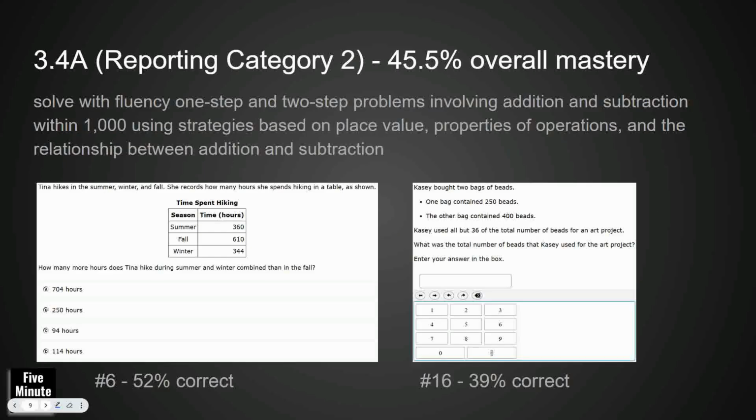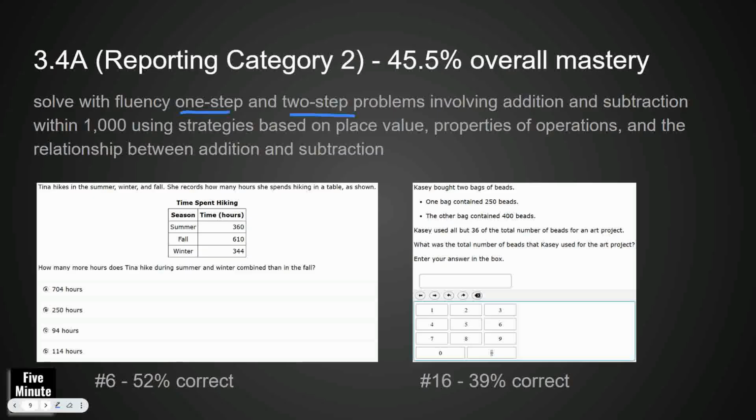Next, 3.4a, and look what we're solving: 1 and 2 step problems. So our 4 lowest readiness standards are solving and representing 1 and 2 step problems with all 4 operations. We get 2 different problems here. We didn't do too bad on number 6.